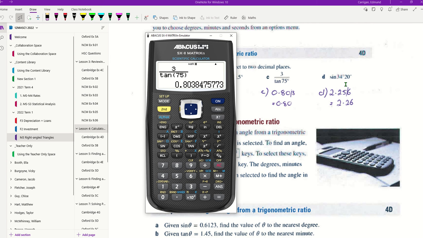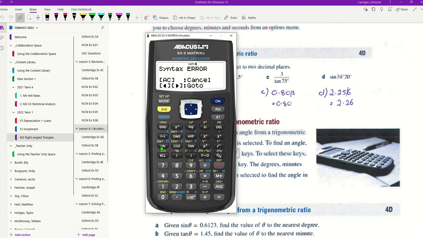0.80. Right, so sine 34 degrees 20 minutes. So sine 34, and then what we've got is degrees. So DMS button here, DMS, and then we put in our 20. Now you'll notice in this one, if I just close my bracket and push equals, I'm going to get an error from this calculator. It says a syntax error, and that is because we didn't have our minute symbol in there.